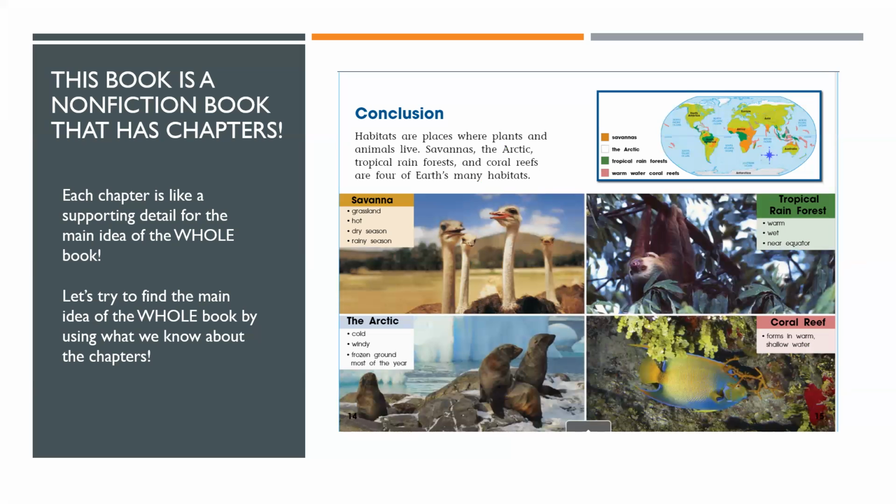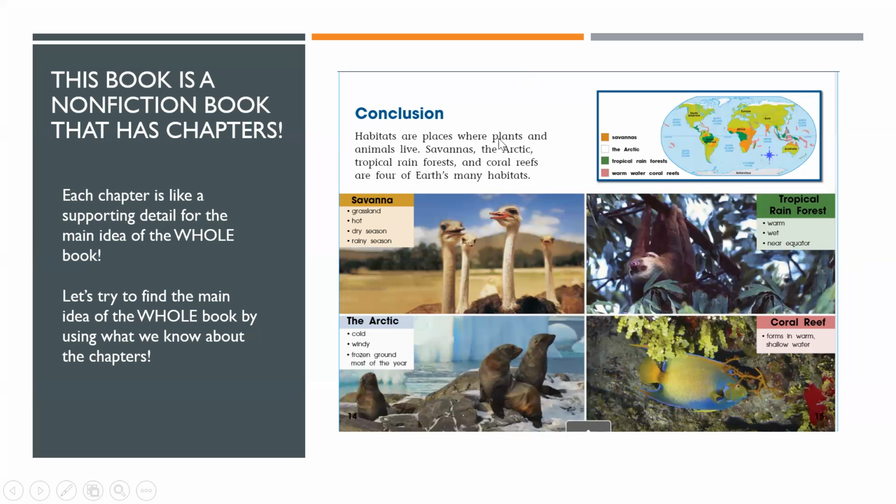So each chapter that we read has its own main idea, but each chapter is also like a supporting detail for the whole book, because we are going to try to figure out what is the main idea of the whole book. Let's try to find out by using what we know about the chapters and reading the conclusion. So this is the conclusion.